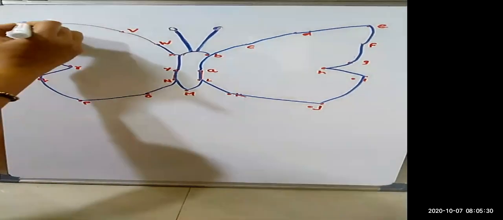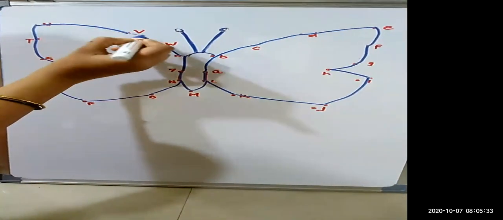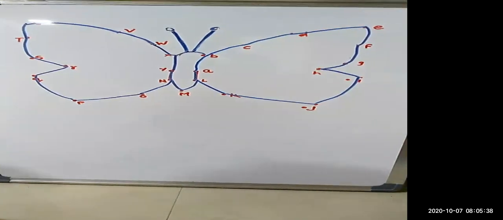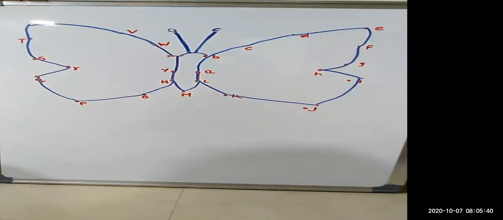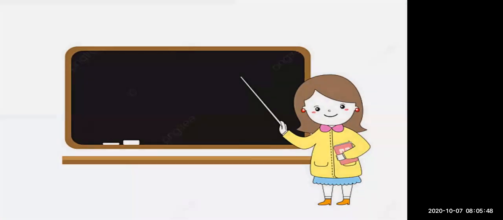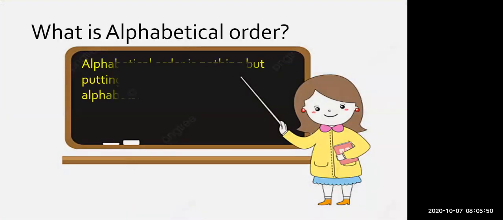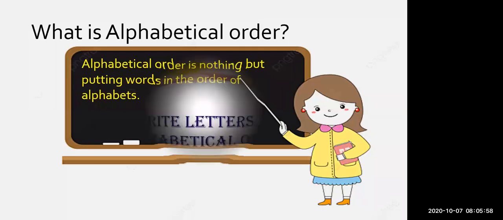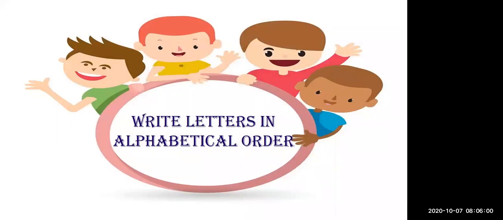So wow, what can you see on the screen, children? Is it a butterfly? Yes, it's a butterfly. So in this way, you can also try some more activities like this during the free time. So let's see what is alphabetical order. Alphabetical order is nothing but putting words in the order of alphabets. Okay, children? Now, first of all, we are going to see how to arrange the letters in the alphabetical order.